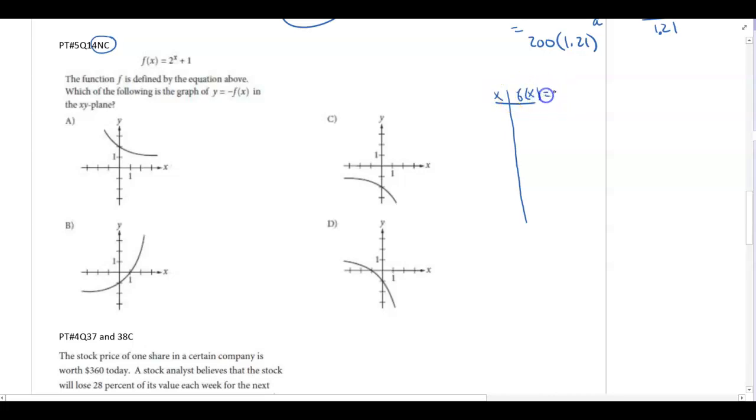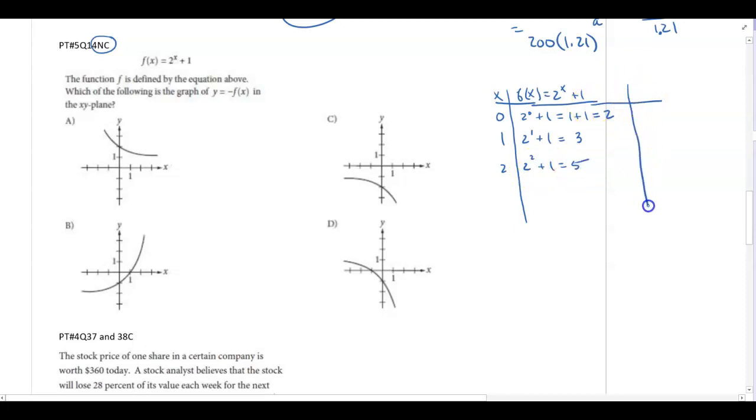F of x equals 2 to the x plus 1. So I'm going to plug 0 in. Remember, anything to the 0 power, that would give me 2 to the 0 plus 1. Anything to the 0 power is 1. 1 plus 1 is 2. If I plug 1 in, 2 to the first power plus 1 is going to give me 2 plus 1, which is 3. Then, if I plug 2 in, 2 to the second power plus 1 would be 4 plus 1, which is 5.